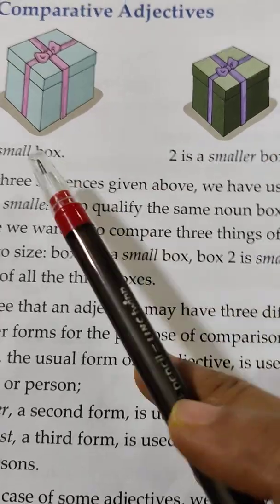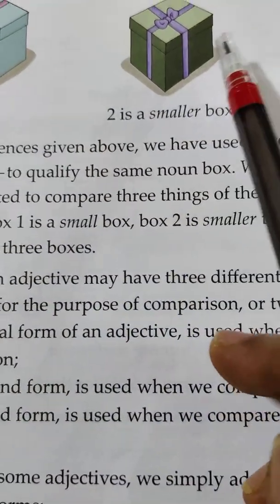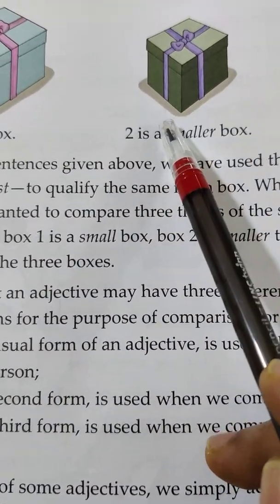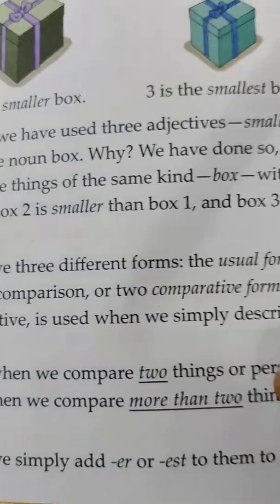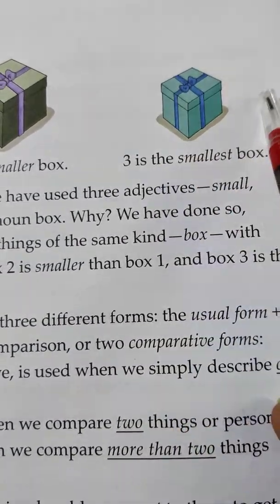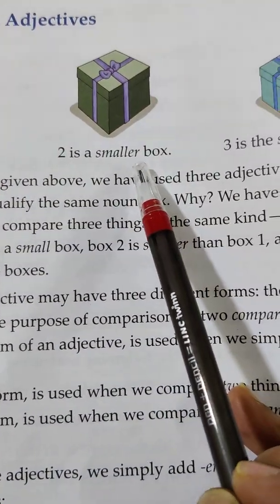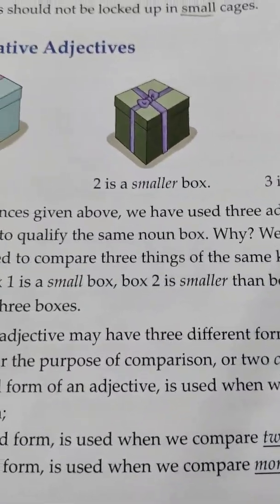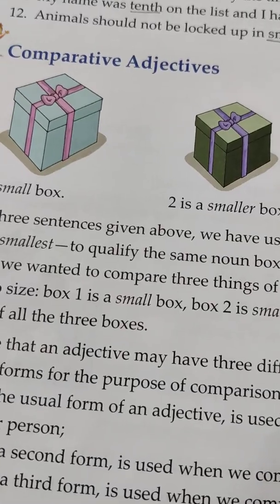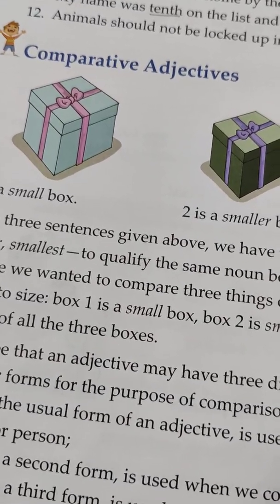And this box is smaller than this one. So this adjective is smaller. And this box is the smallest box. There are 3 boxes: small, smaller, smallest. This is the comparison. So it's a comparative adjective.